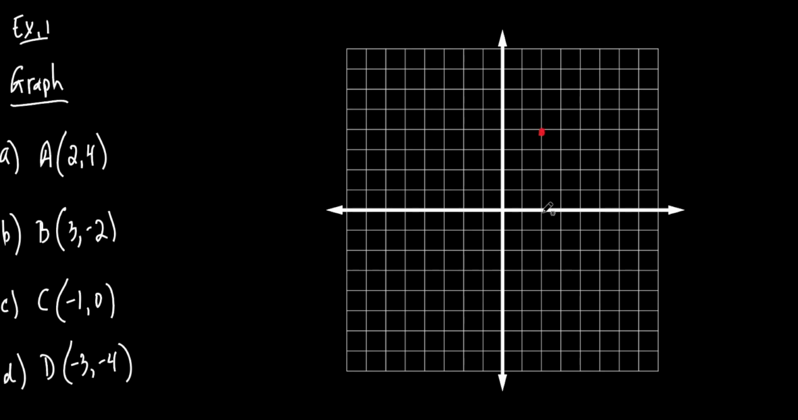Do I just leave a point, go to the next one? Now I got to label it. So that would be point A. So put a capital A there. (3, -2). We go to the right 3: 1, 2, 3. We go down 2: 1, 2. That's point B.